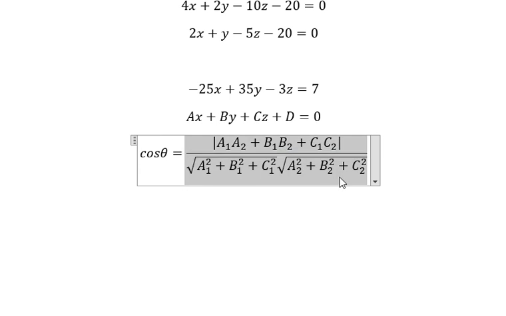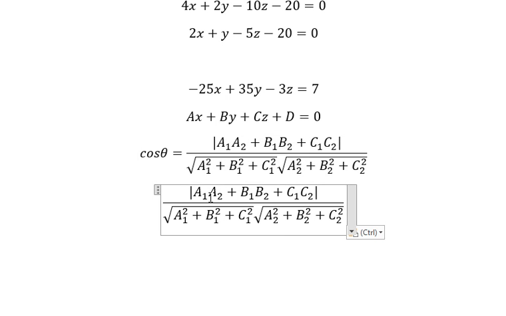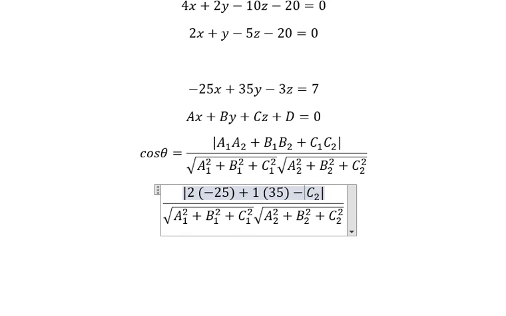Now a1 of this one is 2. a2 of this one is negative 25. b1 of the first one is 1. b2 of the second one is 35. c1 is negative 5. c2 is negative 3.